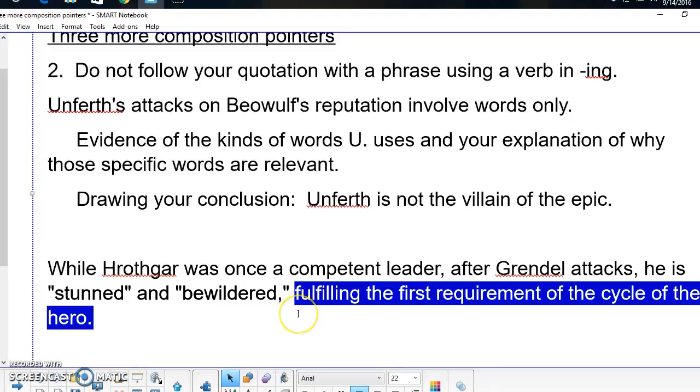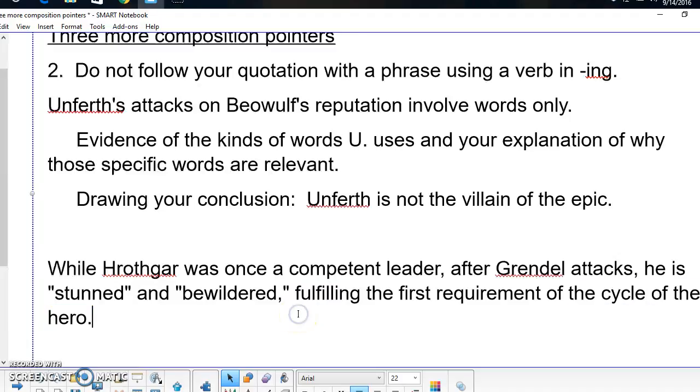But what this writer is doing is rushing past any analysis of the words that are being quoted here, and even, we might say, some evidence about this competent leader stuff, jumping right to the conclusion you want me to draw. You can get to this part, fulfilling the first requirement of the cycle, after you give me some explanation of this word and this word, why particularly those words, how did they injure Hrothgar's reputation as a hero. Once you do that, then you can get to drawing a conclusion about the cycle of the hero. So once again, it's one thing at a time. Don't cram everything together in a single sentence.